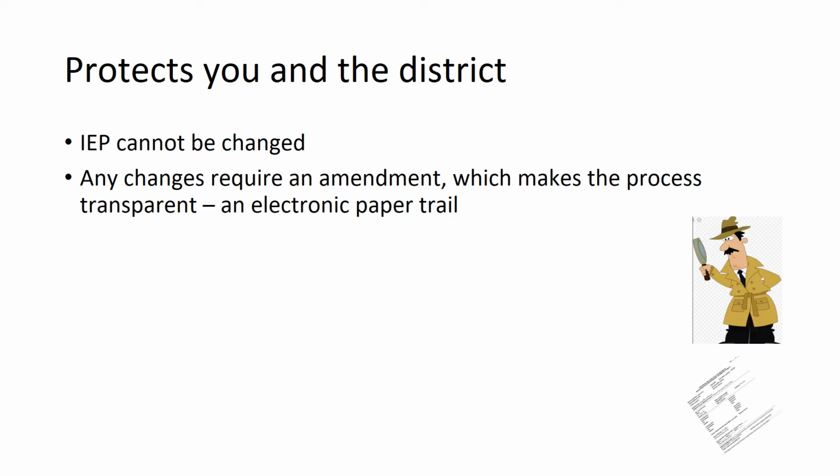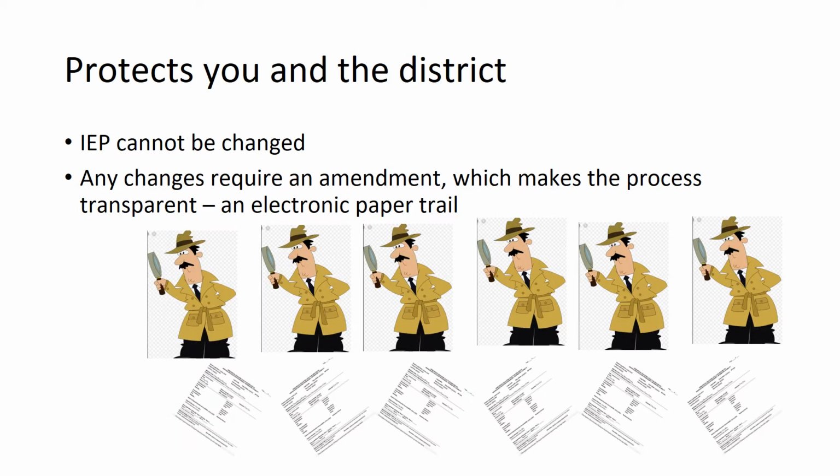Rest assured, though, if there are any changes that need to be made or corrections, you can easily accomplish that through the correction/amendment process, so it will be transparent and there will be an electronic paper trail.